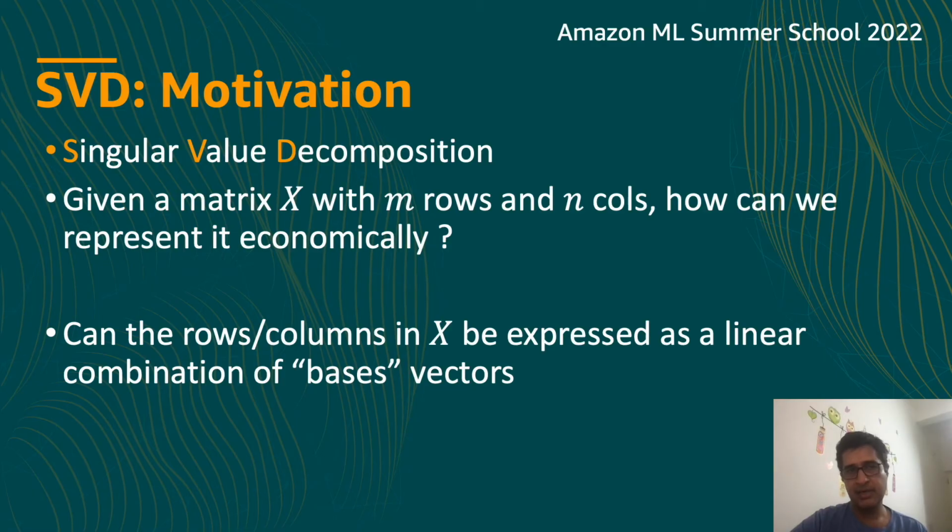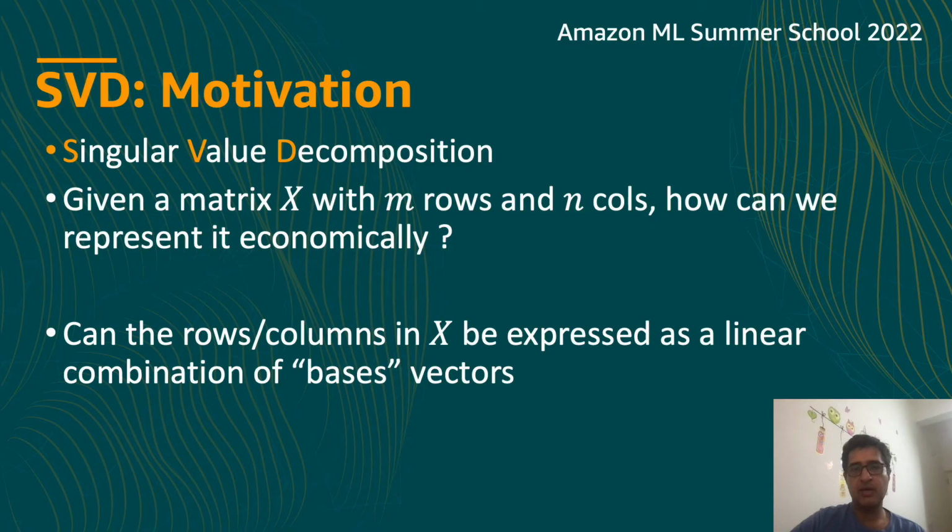Now, this matrix X with m rows and n columns can originate from a variety of sources. It could be, for example, the link graph between various URLs. It could be the graph between various users at Amazon and various products at Amazon, and so on and so forth. Okay, so the question being asked is, can the rows and columns of X be expressed as a linear combination of certain basis vectors?